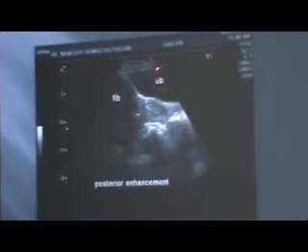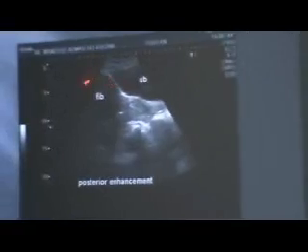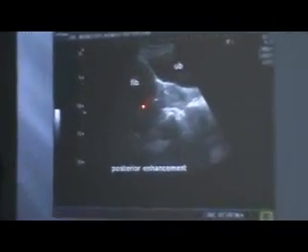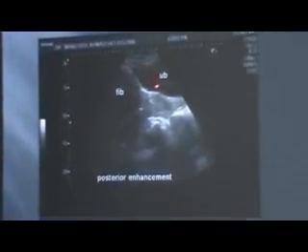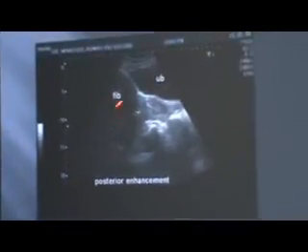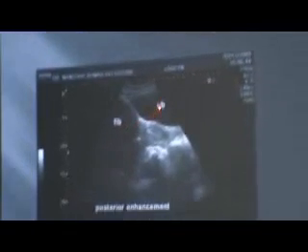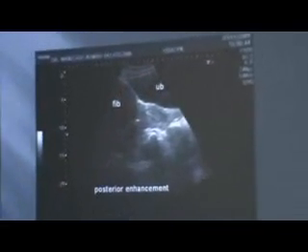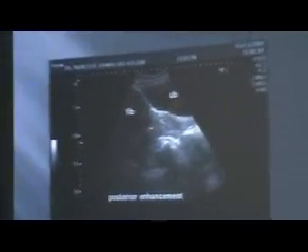Another example is here: the urinary bladder, this is the uterus, and there is a fibroid on the right lateral wall of the uterus, and you can see that the bladder posterior wall is more echogenic as compared to the posterior wall of the fibroid. So in this way we can differentiate between a solid and a cystic substance.